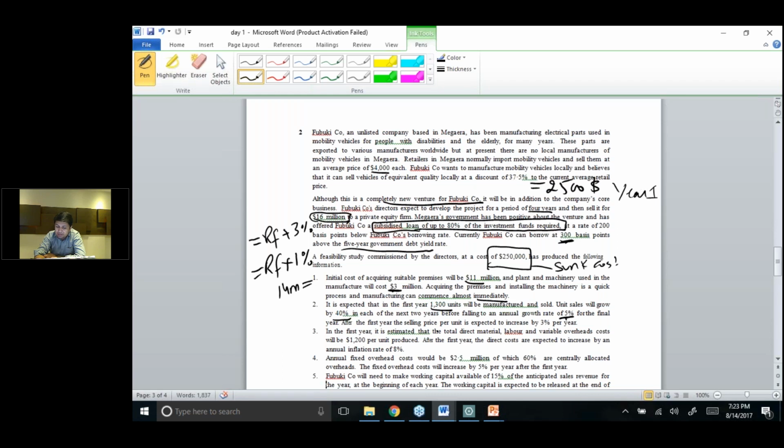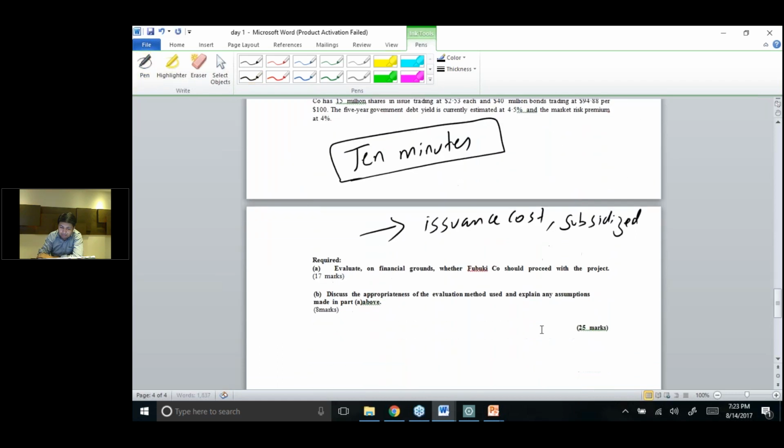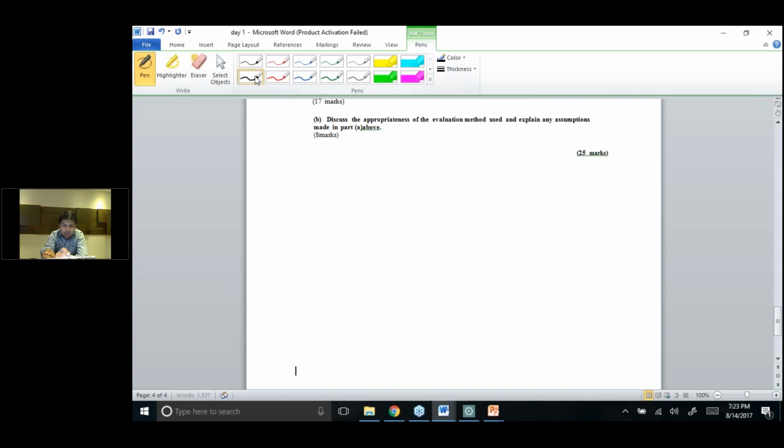After the first year, the selling price per year is expected to increase by 3% per year. So that means after every year, selling price will be increasing by 3% per annum. Okay, that means units will be year 1, 2, 3 and 4.